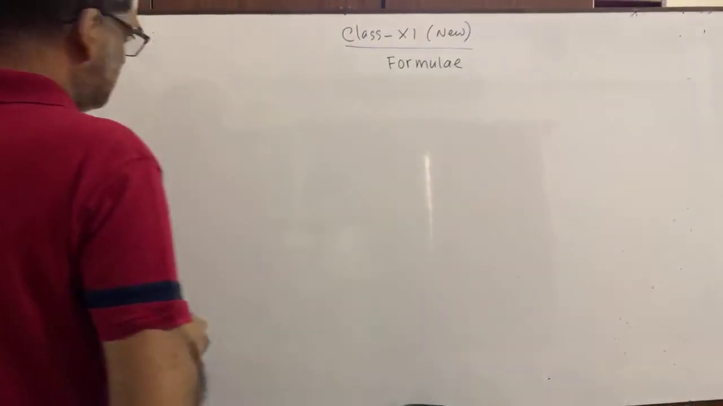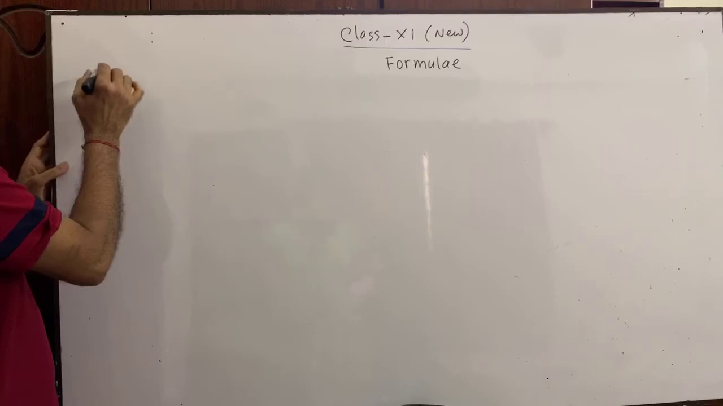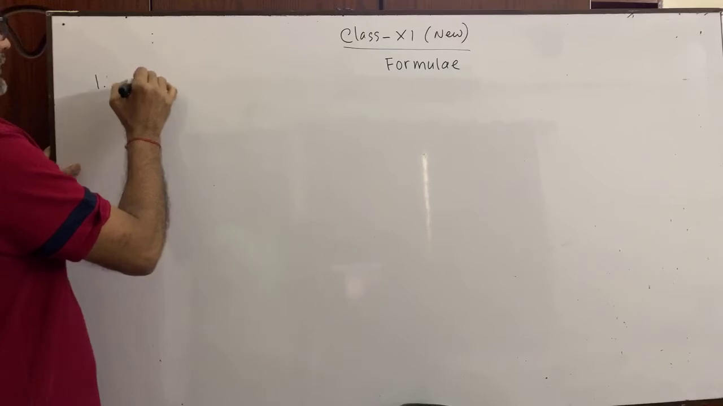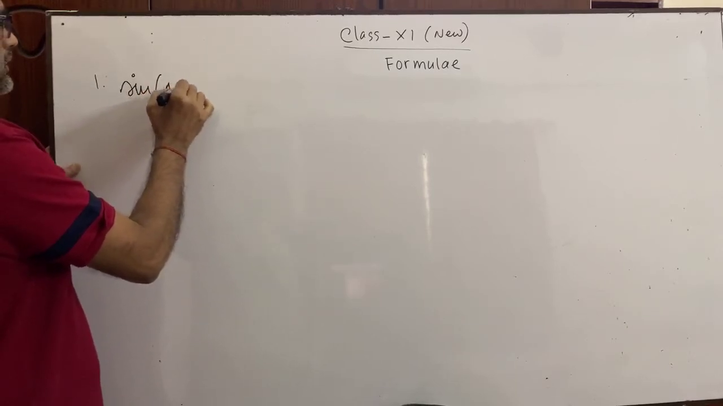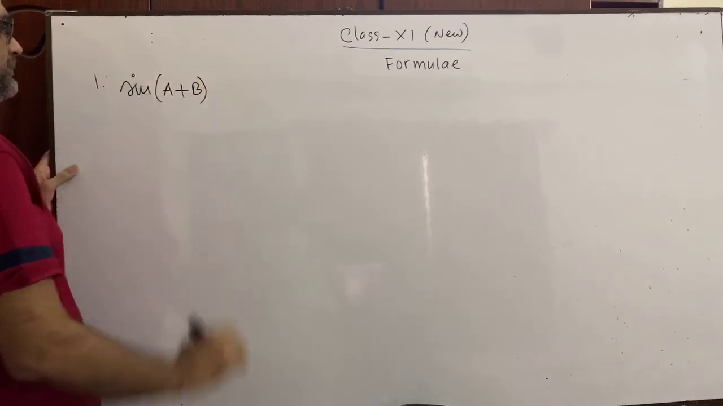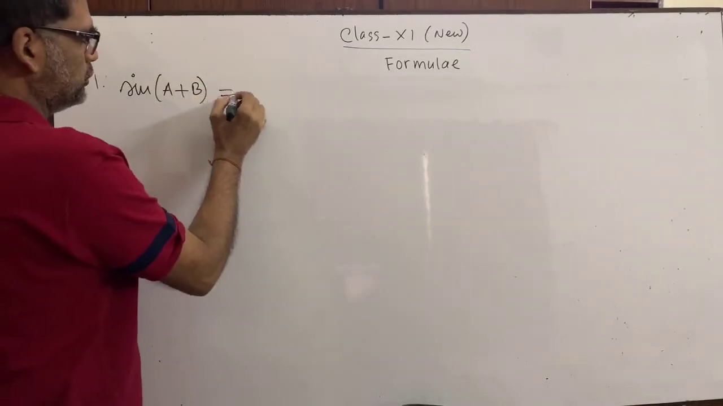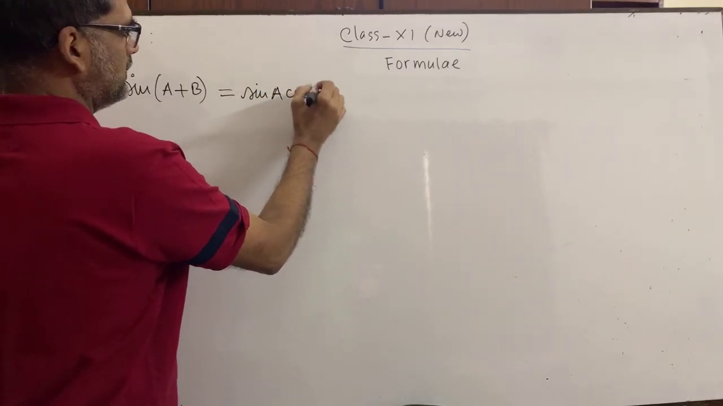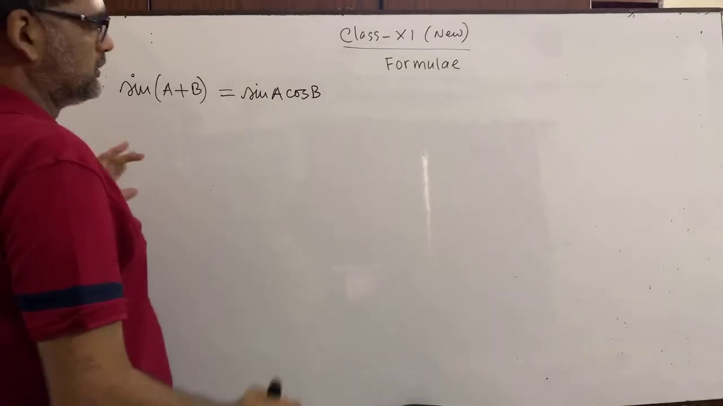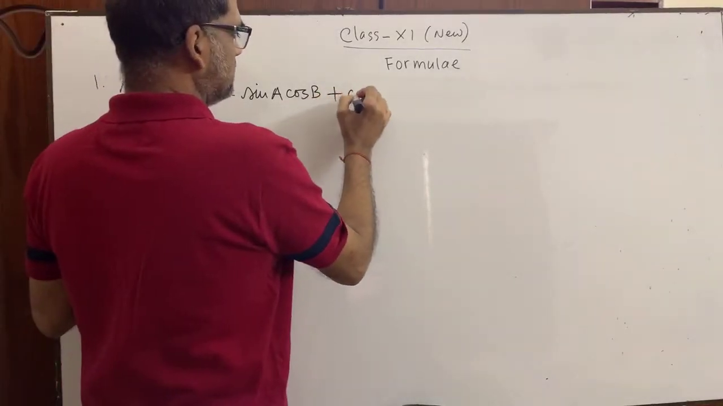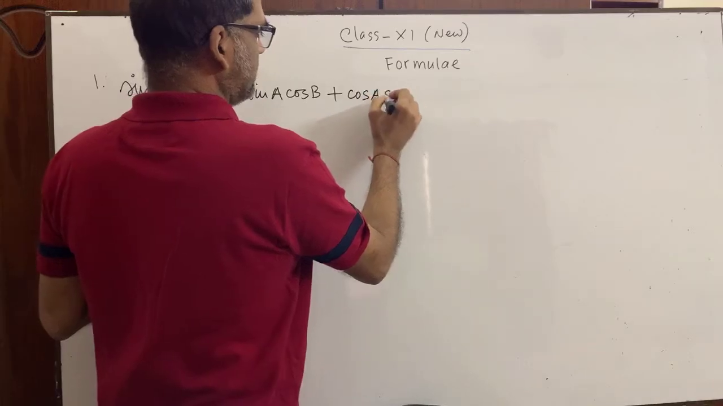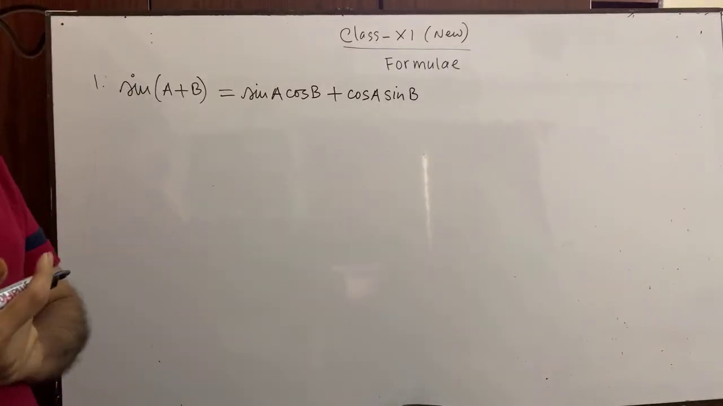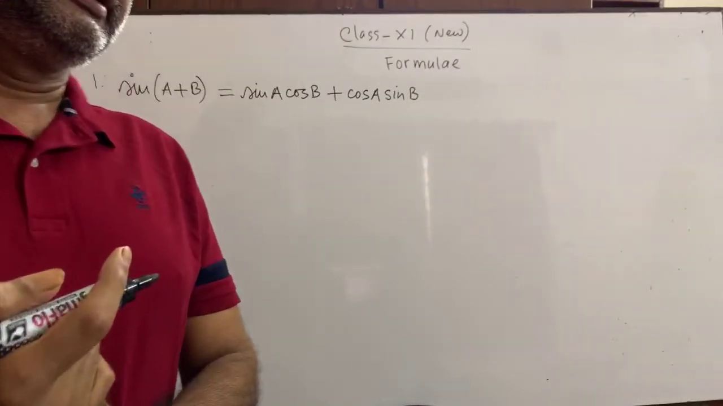At first, number 1: sine of a plus b is equal to sin a cos b plus cos a sin b. I have written a formula. All of you are required to write it down.